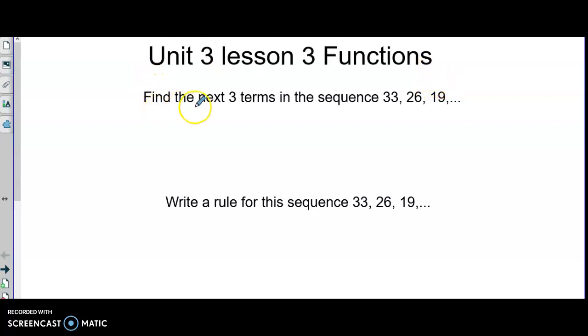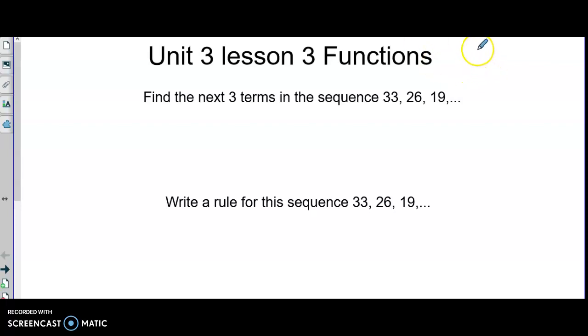So the first one says, find the next three terms in the sequence. So 33, 26, 19. In order to find the next three terms, we have to figure out either what is the common difference, if it's adding or subtracting the same number every time, or what is the common ratio.